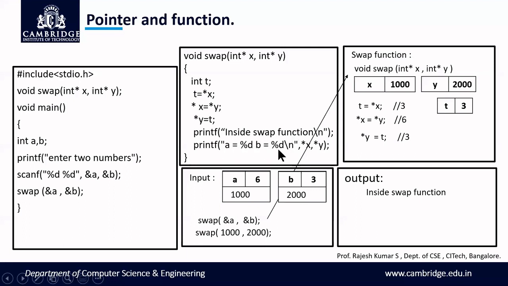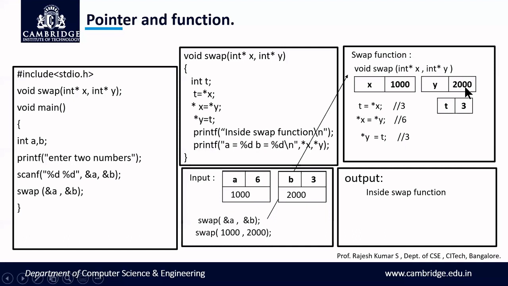When I'm printing the value of A and B, I'm using star of X and star of Y, because if I use only X, I'll be printing the address. If I use only Y, I'll be printing the address. Star of X in the sense, in this particular address, what is the value? Fetch that particular value. What is the value at the address 1000? We know that the updated value is 6. So 6 will be fetched and printed on the monitor screen.